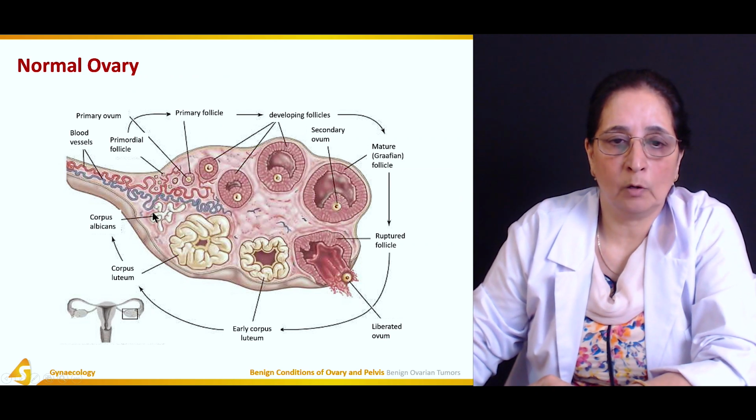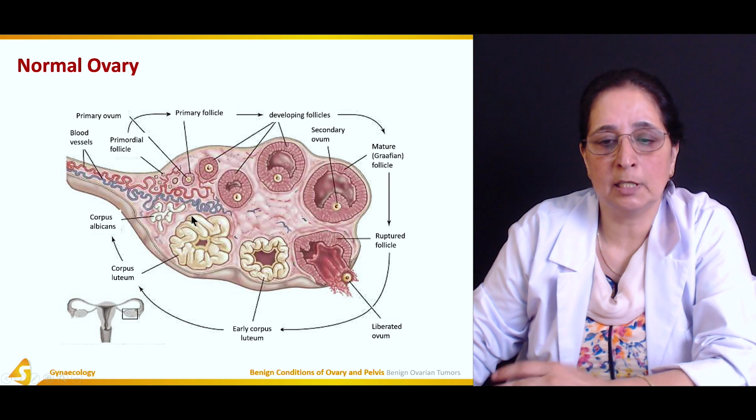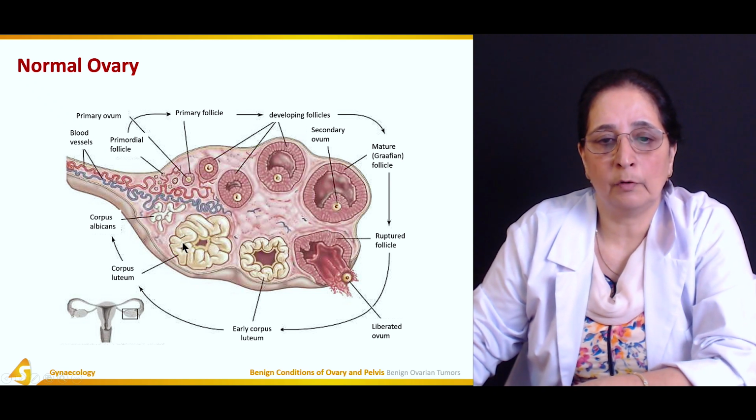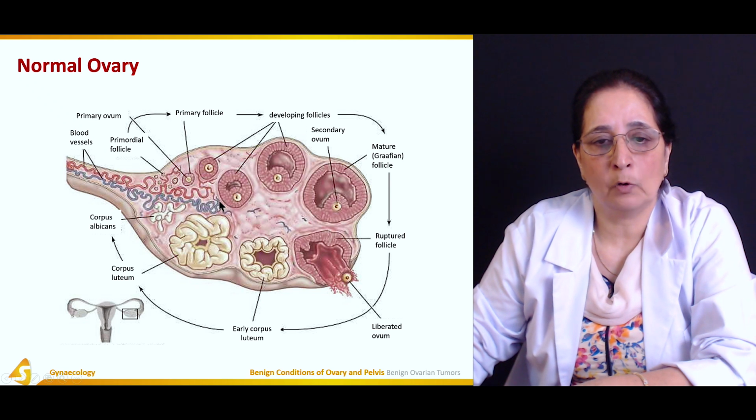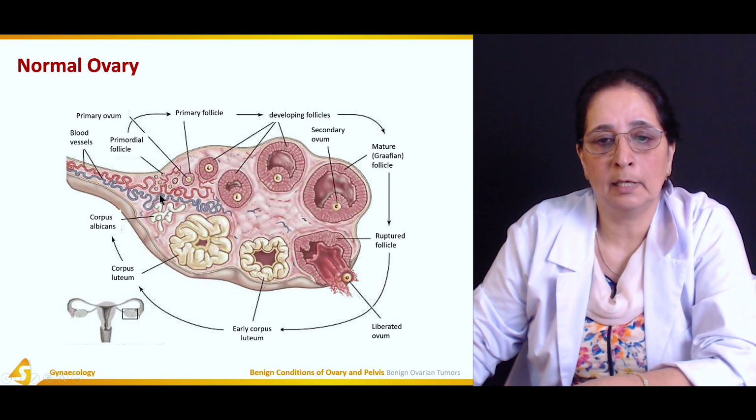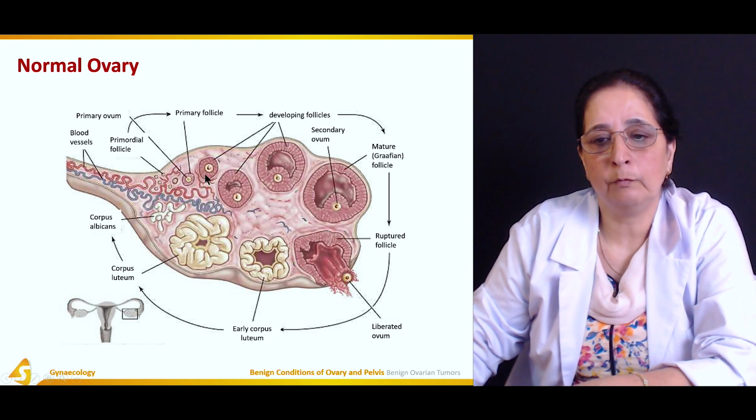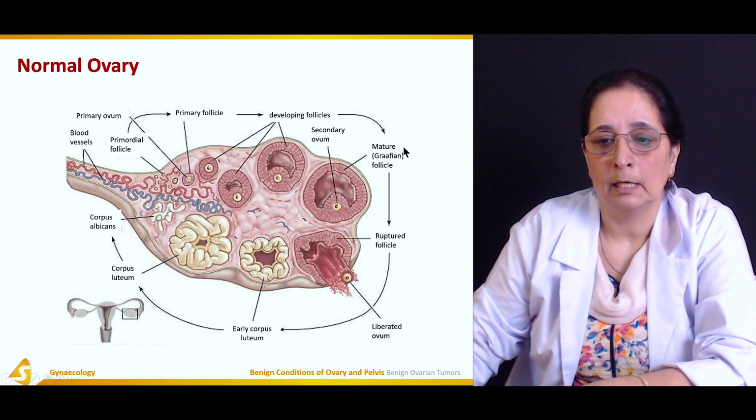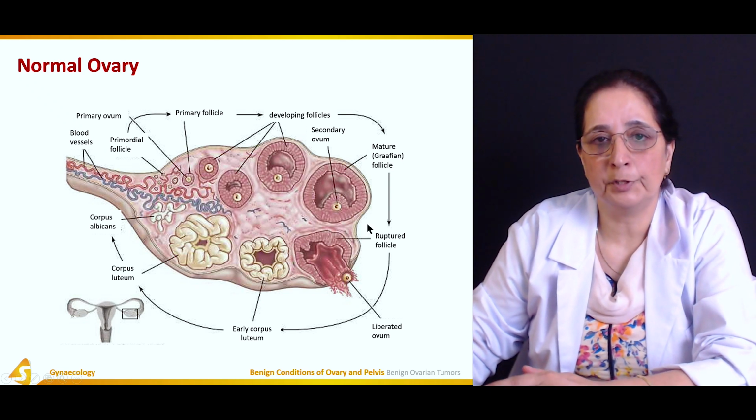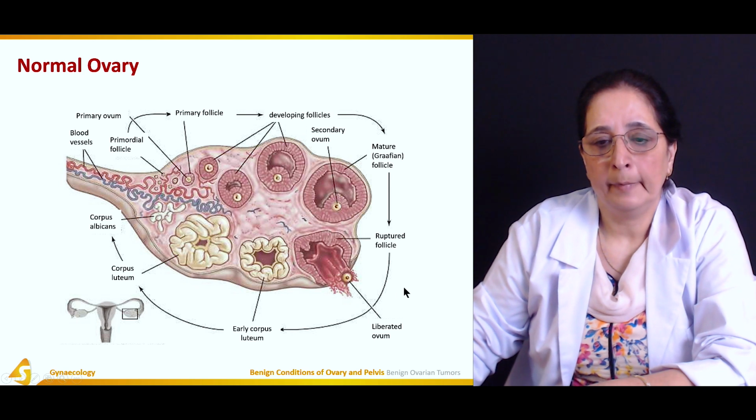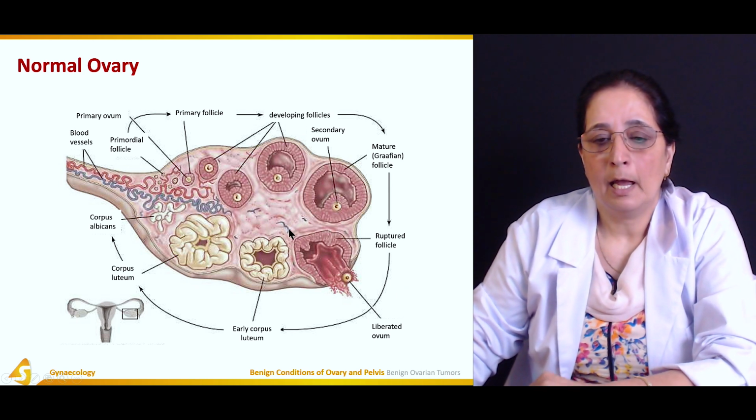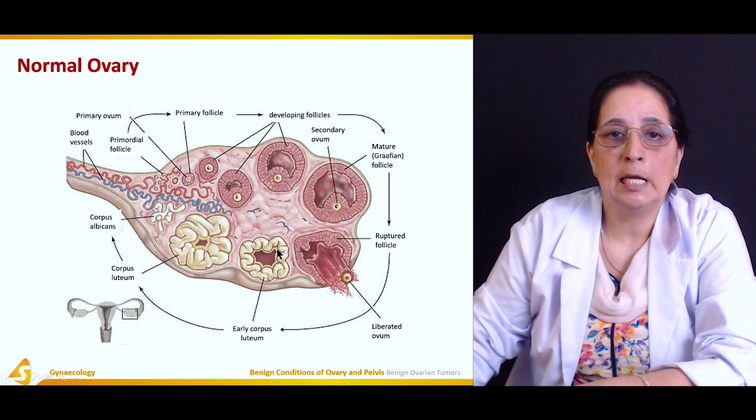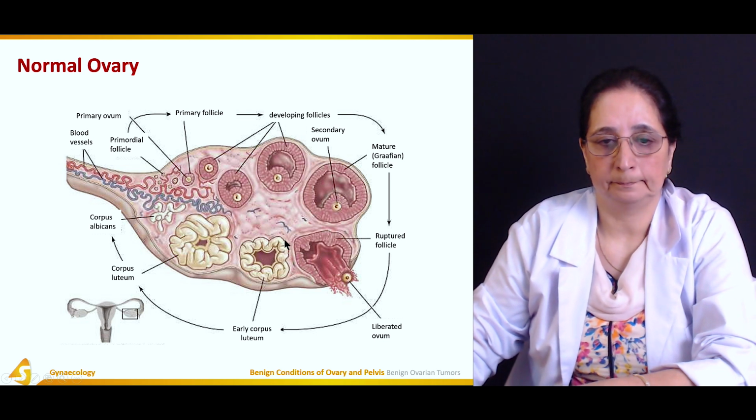This is the picture of the normal ovary and the different changes that occur during the process of ovulation. First there is a primordial follicle. The primordial follicle becomes a primary follicle. The primary follicle becomes a developing follicle. From the developing follicle, it becomes a mature Graafian follicle. Then the mature Graafian follicle ruptures to release the ovum, and after the ovum is released, it becomes the corpus luteum.